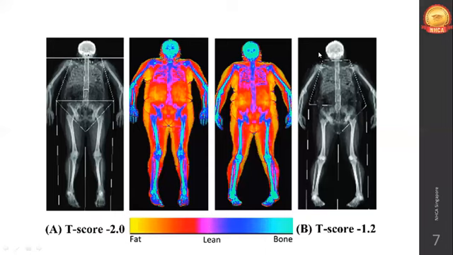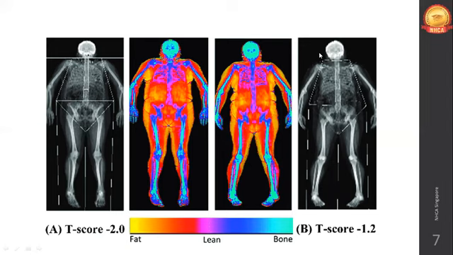So this image is an image of a DEXA scan, dual energy X-ray absorptiometry. That's the full form of DEXA. As I mentioned earlier, BMI cannot tell you the difference between the fat content in your body and the lean muscle mass you have in your body. BMI cannot tell you that.